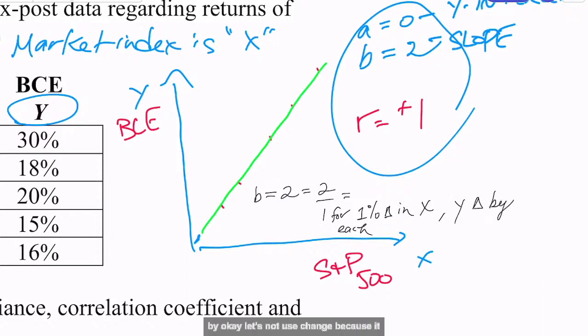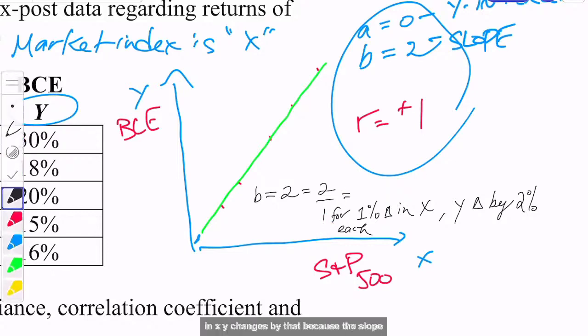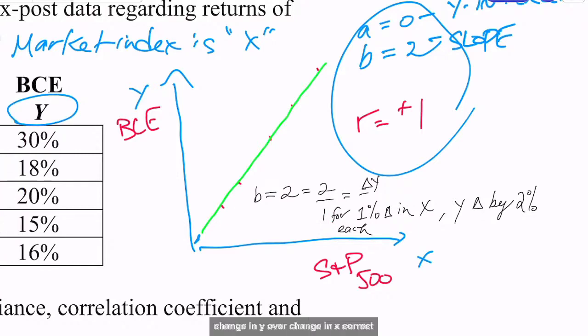okay, let's not use change because it could be positive or negative. So I'll say y changes by 2%. So the interpretation for slopes is always to use the units and say for 1 unit change in x, y changes by that, because the slope is change in y over change in x, correct? So you could say an increase. When the stock market goes up by 1 unit, then BCE returns go up by 2 units, or 2 percentage points.